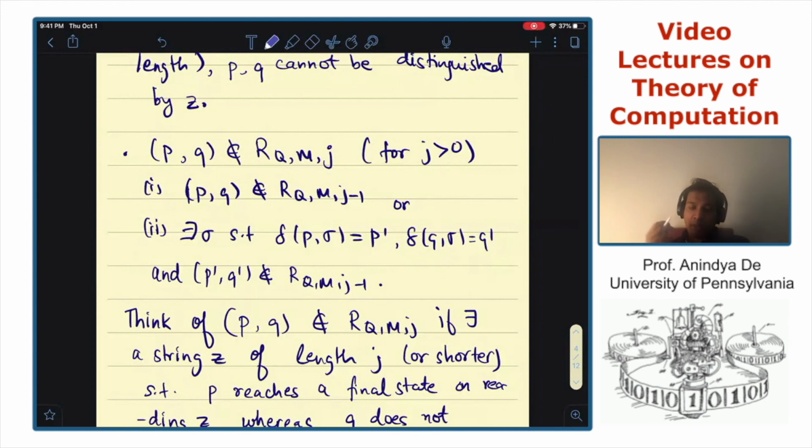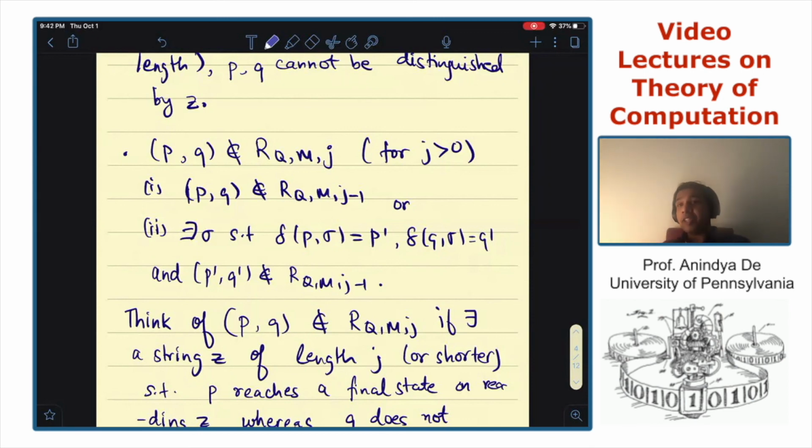Otherwise, you can just go over every symbol sigma, see what state you go to when you start from p and read sigma. Likewise, you start from q and read sigma, see what state you go to. And if any of these p prime, q prime are in different equivalence classes for R_{Q,M,j-1}, then again p, q will be in different equivalence classes. Since you can iterate over every pair p, q and every symbol sigma in time size of Q squared, so the number of states squared, one for each p and q, times the number of symbols sigma.